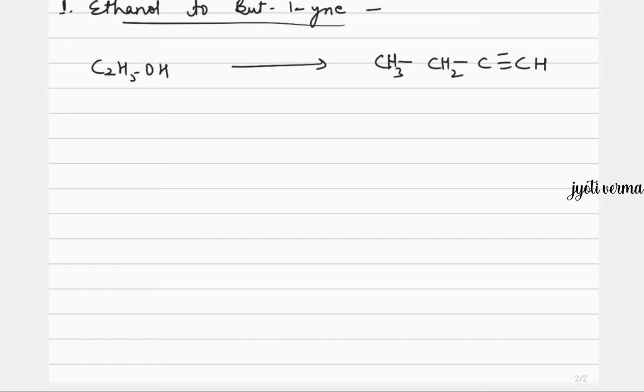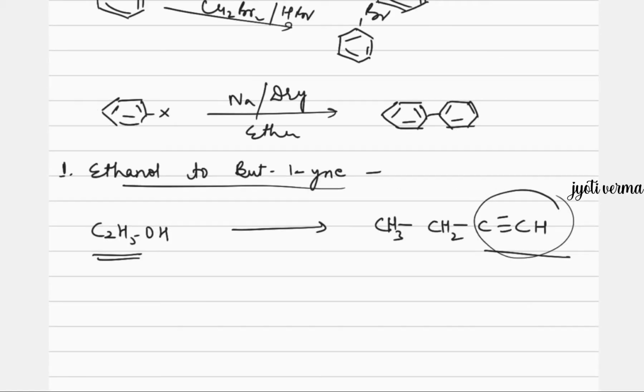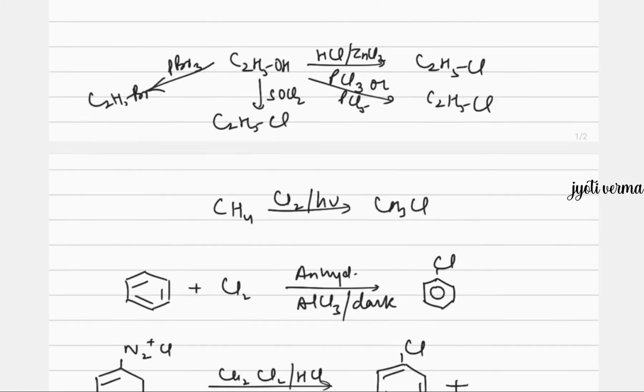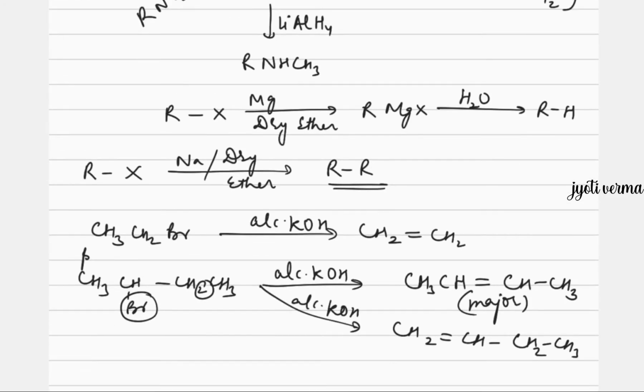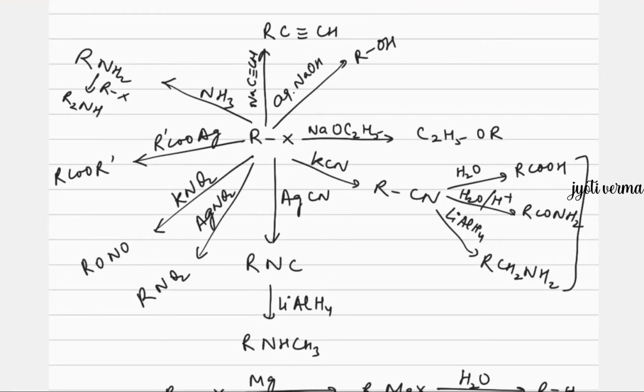How should we do it? Here you should observe, if we compare the formula of the reactant and the product, the product has 2 carbons extra with a triple bond at terminal position. We have already discussed that whenever we are supposed to increase the number of carbon atoms by 2 with a triple bond at terminal position, we can always think about this reaction. But this reaction will take place with alkyl halide. So what should be our first step?